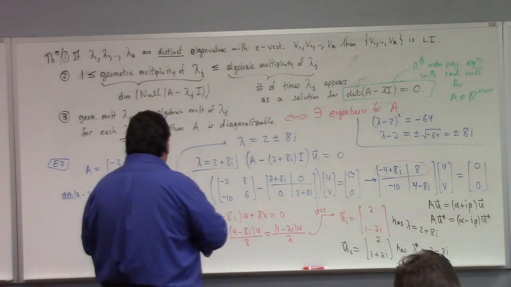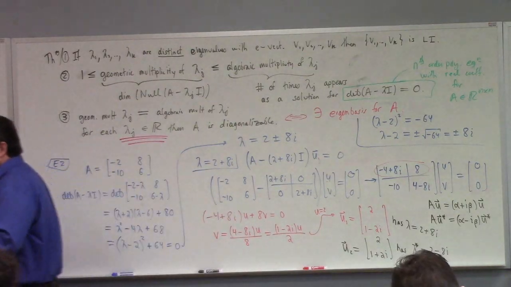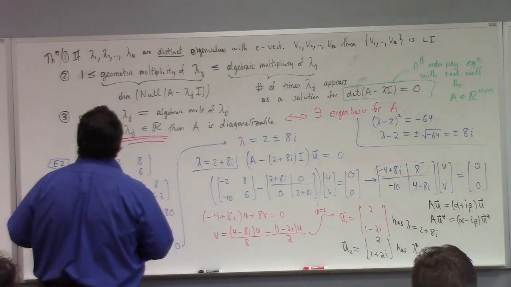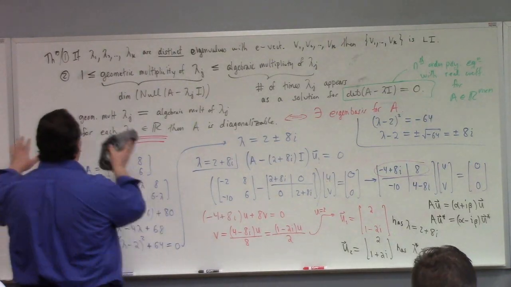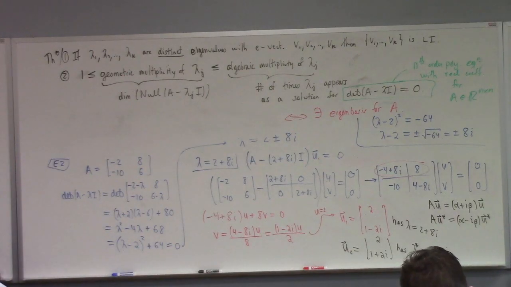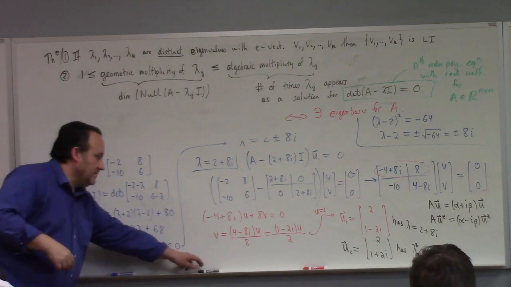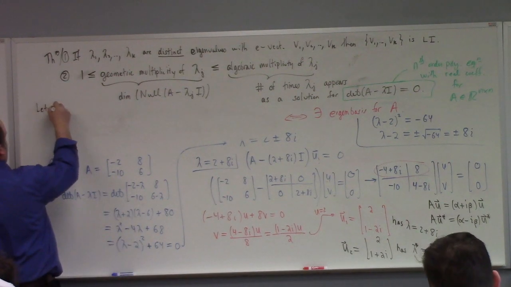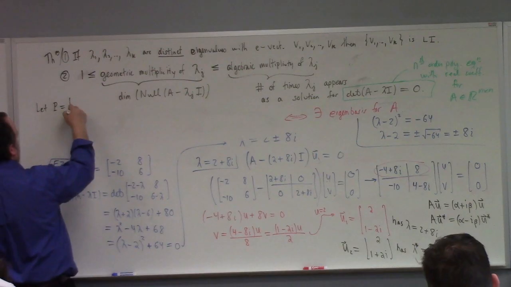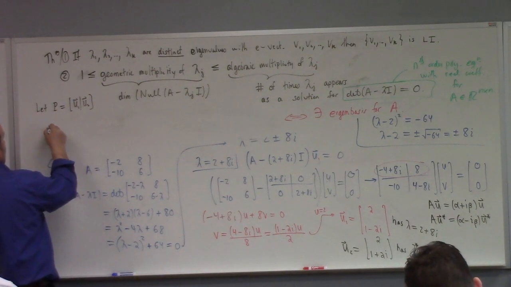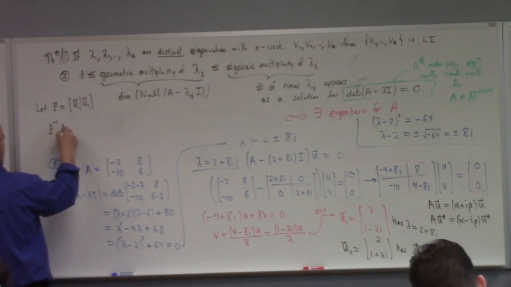And we can do more here, just to complete the thought. I'm going to erase this up here. We can do a little bit more. If we let P equal to the matrix U1, U2 like that, and if I was to calculate P inverse AP, what would I get?